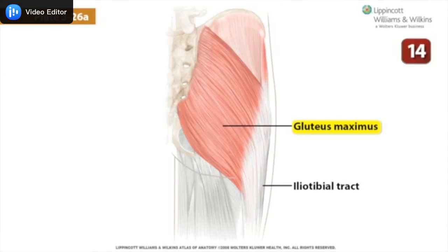The iliotibial tract, often referred to clinically as the IT band, is a thickened section of the deep fascia of the thigh, the fascia lata, that runs from the iliac crest to the lateral condyle of the tibia. The gluteus maximus extends the hip joint and rotates the femur laterally at the hip.